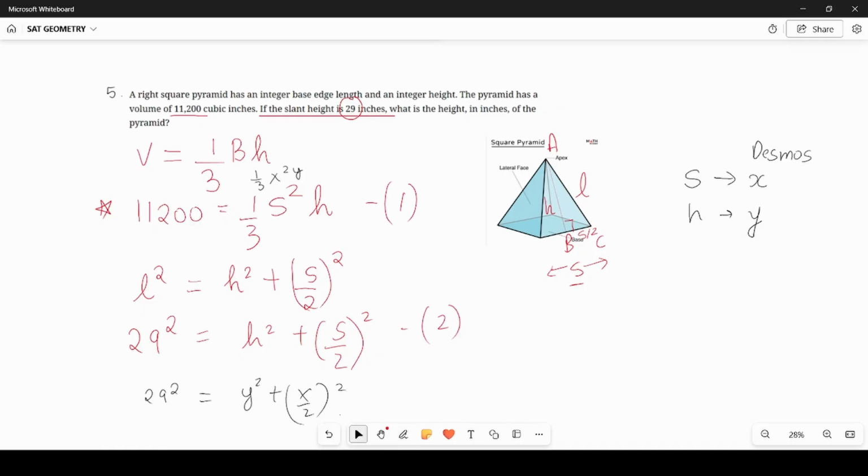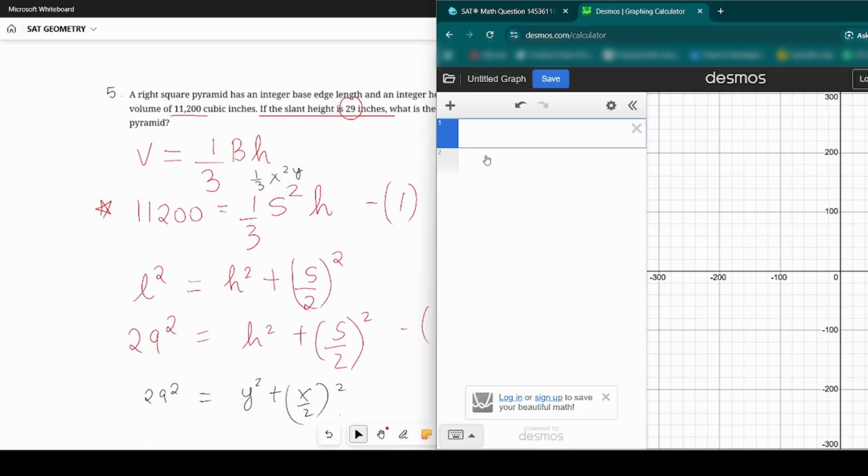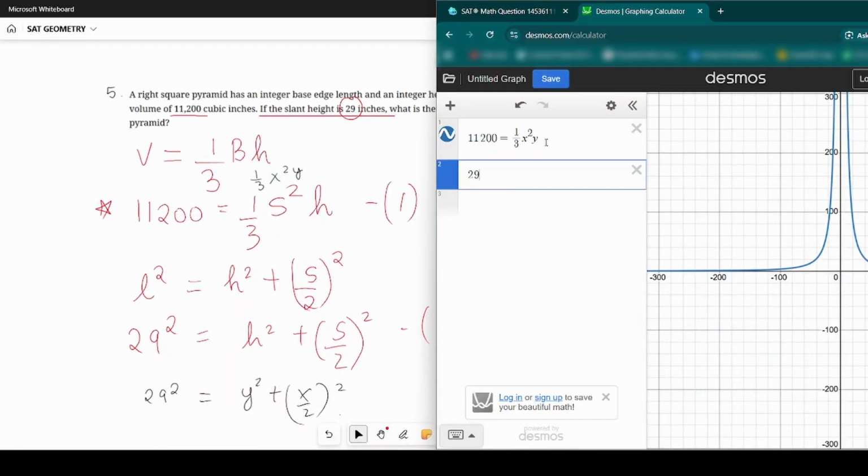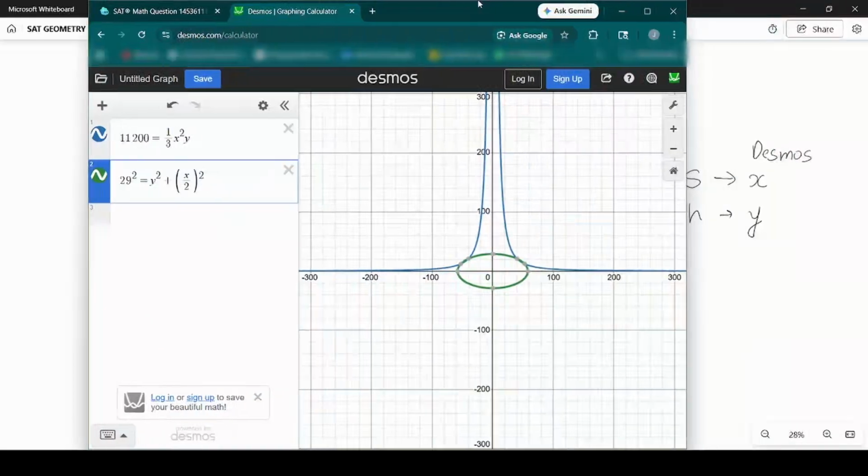Okay, so I'm just going to quickly put them in Desmos. So we have 11,200 is equal to 1 by 3 x squared y. Oh, my bad. Like this. And the other one is 29 squared is equal to y squared plus x by 2 whole squared. Now these are our equations. I'm just going to maximize this.